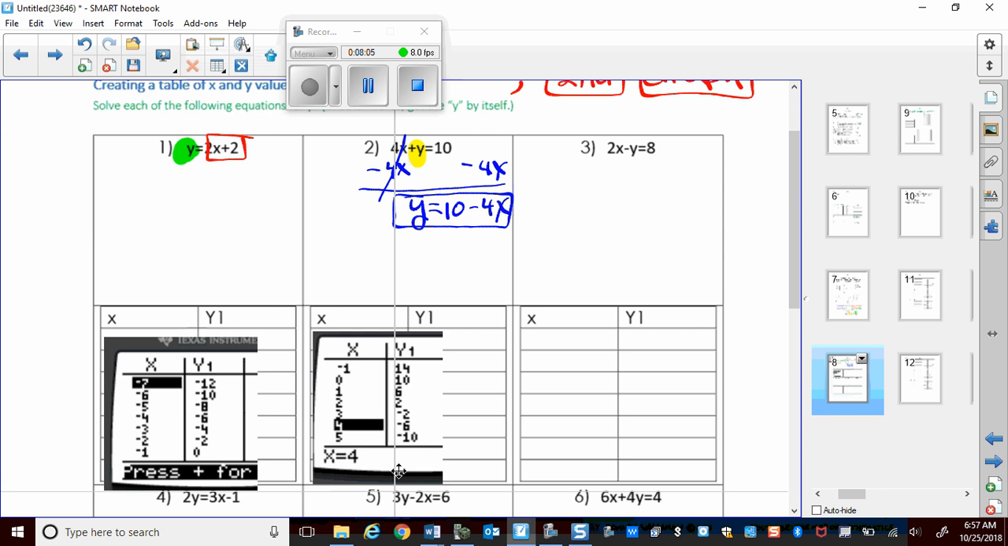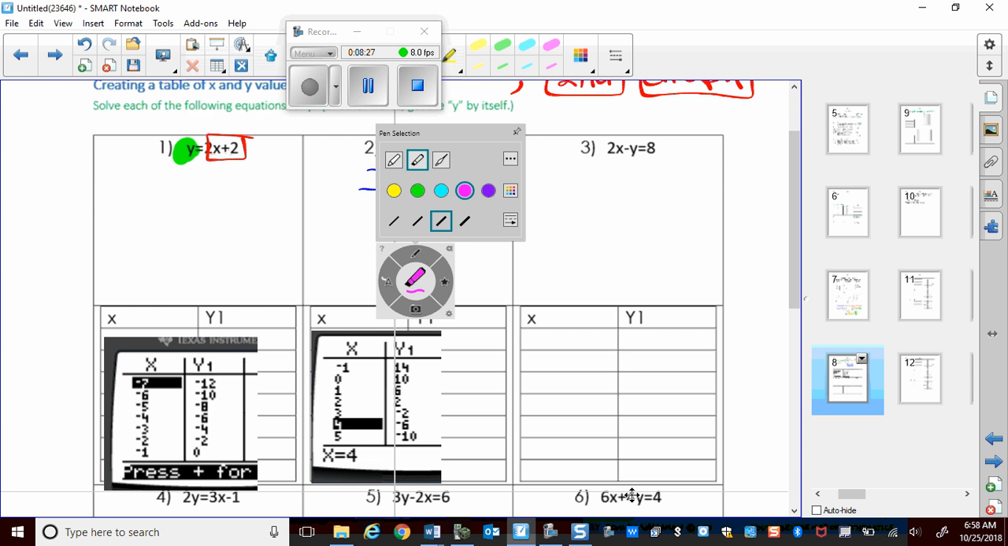And it looks like I have 2x minus y equals 8. So I'm going to go through this with you. I'm going to first highlight my y term in the process of solving for y. Okay, now I'm going to move the x term, so minus 2x on both sides. What comes down? Negative y equals 8.